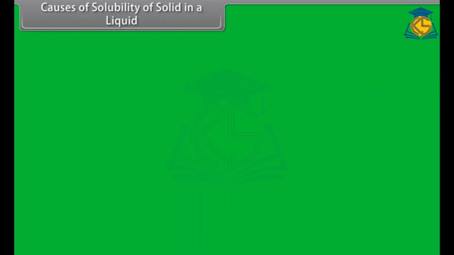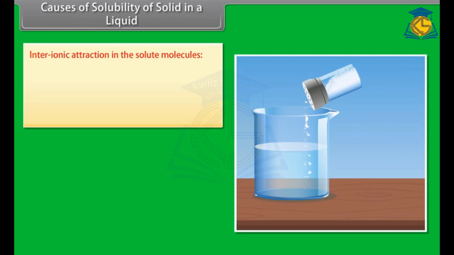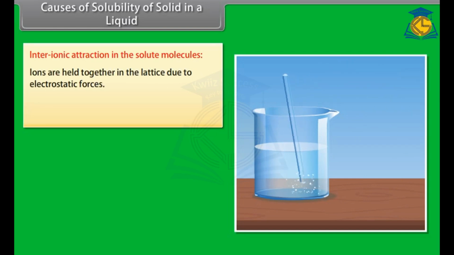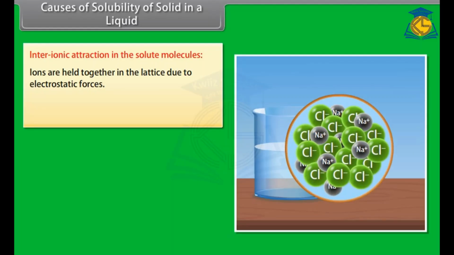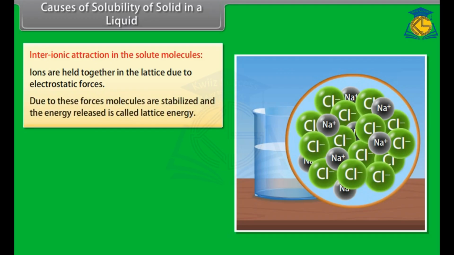Causes of solubility of solid in a liquid. Many types of forces of attraction operate when a solute is mixed with a solvent. Inter-ionic attraction in the solute molecules. Ions are held together in the lattice due to electrostatic forces. Due to these forces, molecules are stabilized and the energy released is called lattice energy.